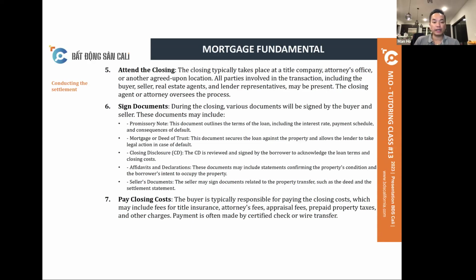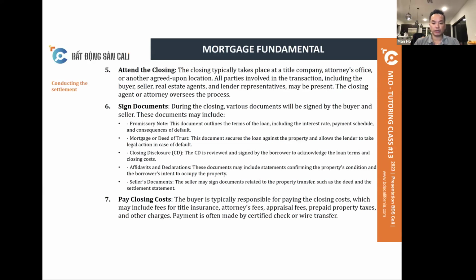The beneficiary, the one that benefits from the deed of trust, is the lender. Meaning if the borrower doesn't pay, the lender has the right to foreclose on the property or to take the property and do a short sale. Short sale means the seller or the lender sells it, the lender takes whatever money they need, and whatever remains is given back to the owner. Closing disclosure, we talked about this. The CD is reviewed and signed by the borrower to acknowledge the loan terms and closing costs.